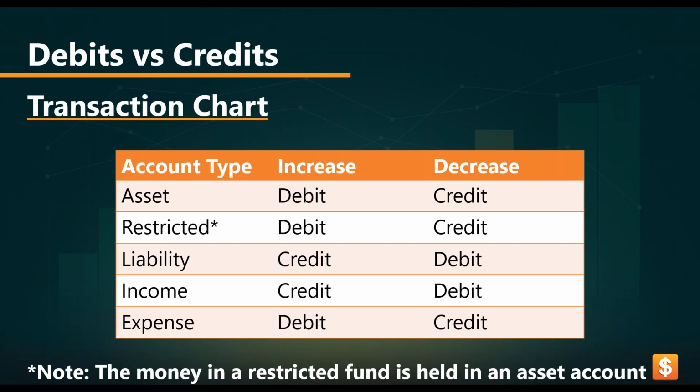So first here we see the asset. We're probably very used to debiting to increase it and crediting to decrease it. Restricted acts pretty much the same way as an asset. It'd be kind of like a piece of the overall asset pie. And then the liability, income, and expense.